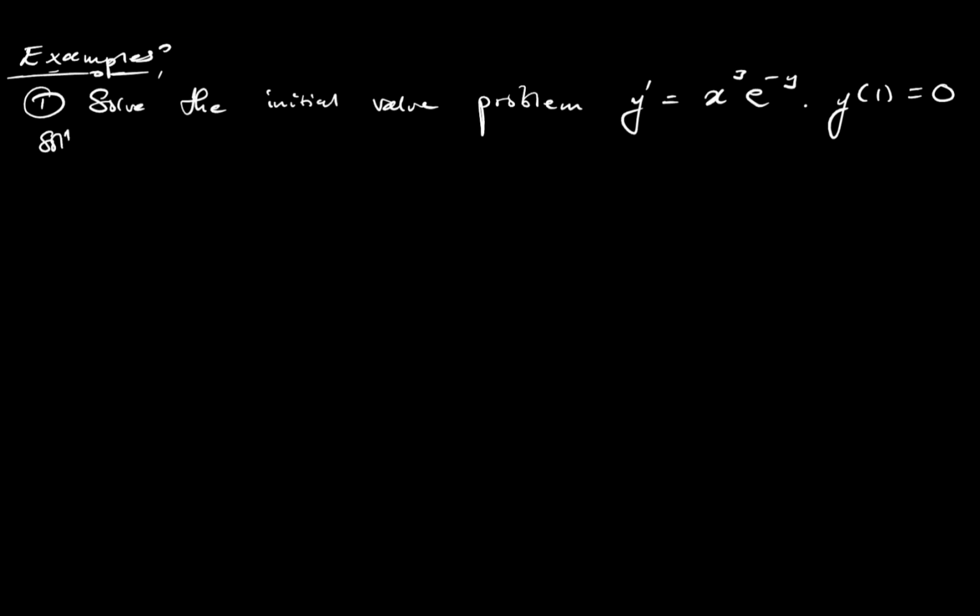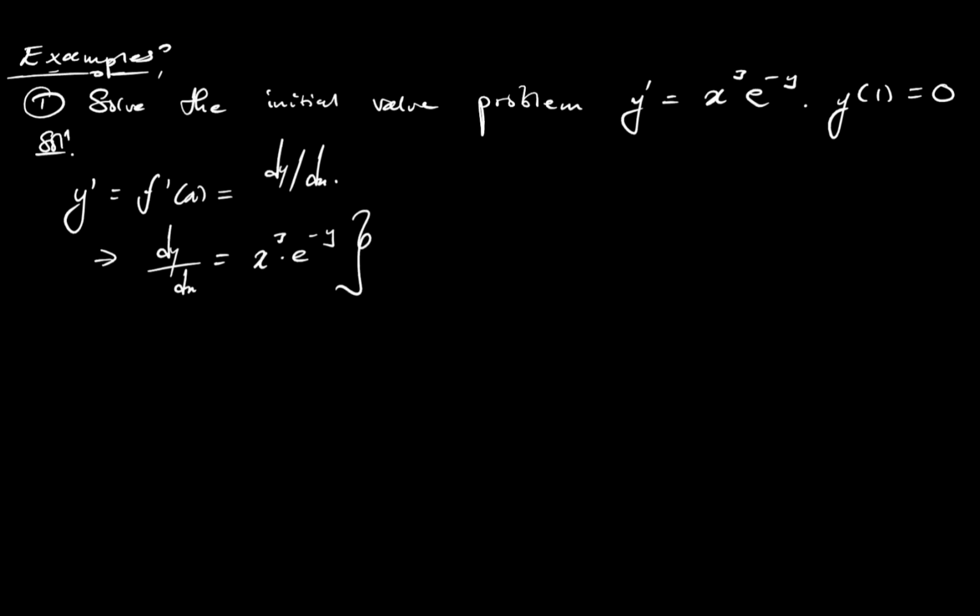Let's solve this. Now, remember, y prime is a differential coefficient because y prime is the same as f prime of x, and this is the same as dy over dx. Therefore, one can imply that y prime is dy over dx. So we have dy over dx being equal to x to the third times e to the minus y. So what we can do is apply the separation of variables. The steps are quite basic.